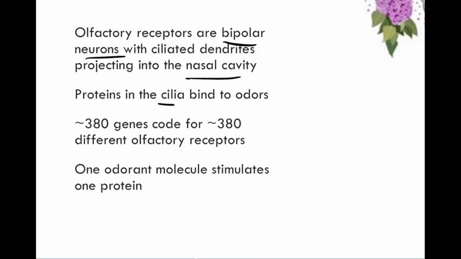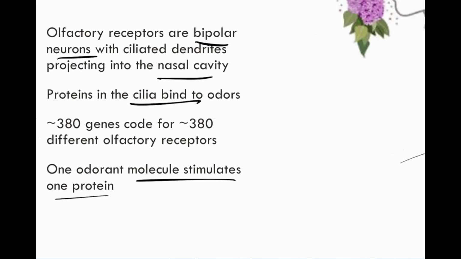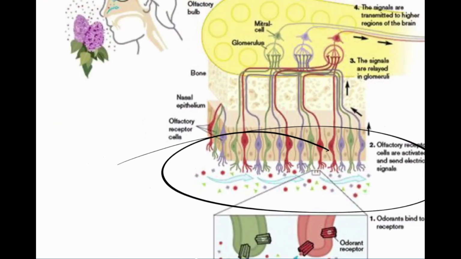Again, cilia bind to the odors. Okay, we smell it. We have about 380 genes. Obviously, animals have a lot more than that because they use that for communication. We don't anymore. One odorant molecule will stimulate one protein. So it's basically a 1-to-1.